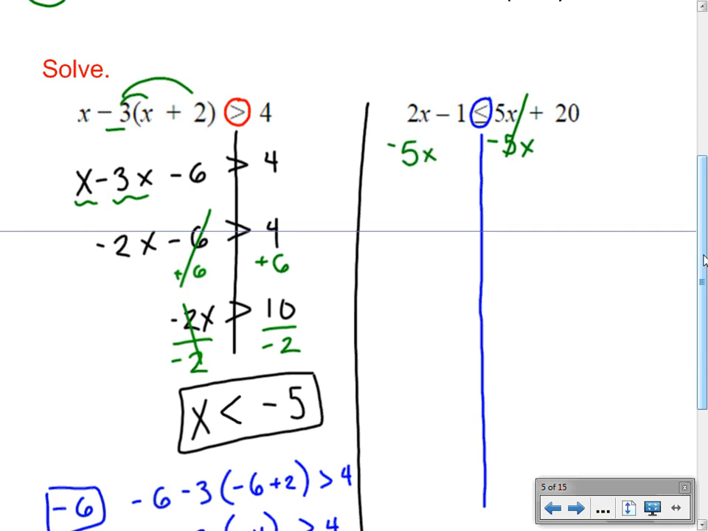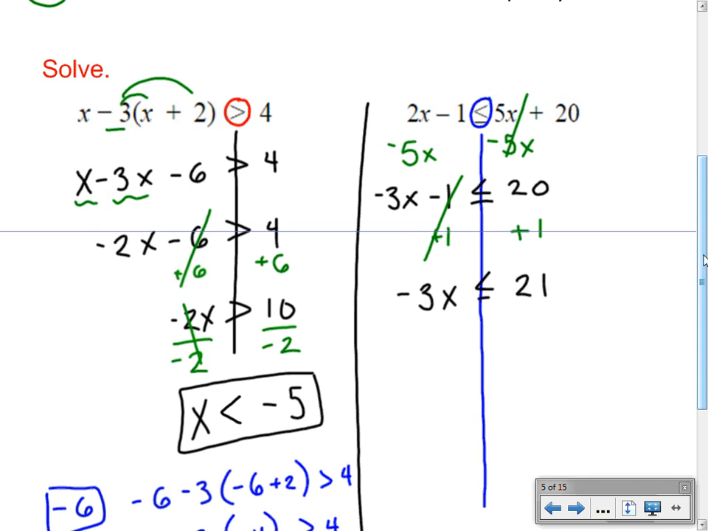So now I have 2x minus 5x, which gives me a negative 3x minus 1. It's less than or equal to 20. And then I'm just solving it like normal. I'm going to add 1 to both sides. We're going to add 1 to both sides. And now we have negative 3x is less than or equal to 21.